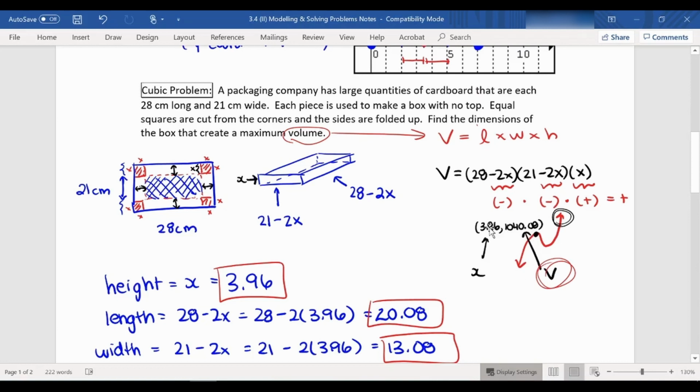Okay, so you would say, I would need to find the coordinates of this point, and the x coordinate would be the amount that I'm taking out from the corners of my box. The y coordinate would be the maximum volume. So on a test, you wouldn't have Desmos and you would just sketch this. You wouldn't actually have all of these answers in blue here. You wouldn't be able to find those by hand.